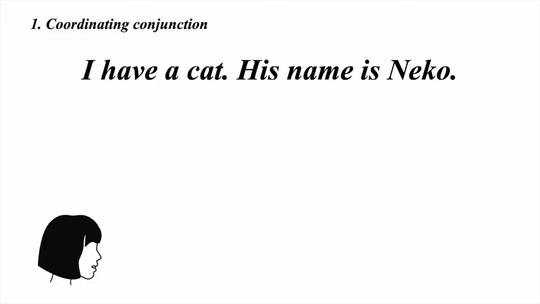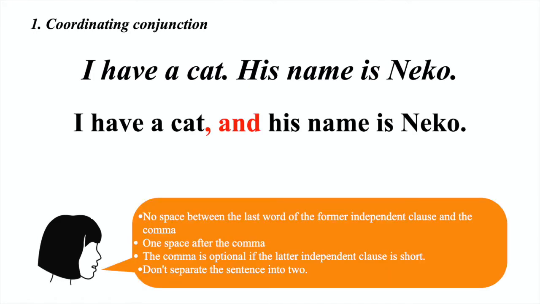Here are two sentences. If we want to join those two, we can use a coordinating conjunction, and. This is what the sentence is going to look like. I have a cat, comma, his name is Neko. What we want to keep in mind is there's no space between cat and the comma, but we need to insert one space after the comma. Also, sometimes the comma can be omitted if the latter independent clause is short, but I tend to use a comma all the time because I don't want to think about what's short or what's long.